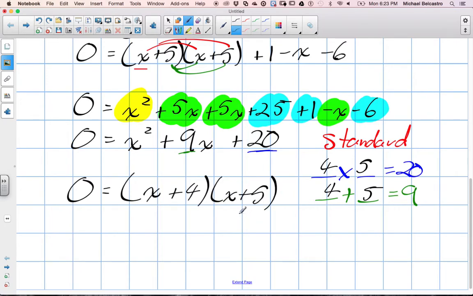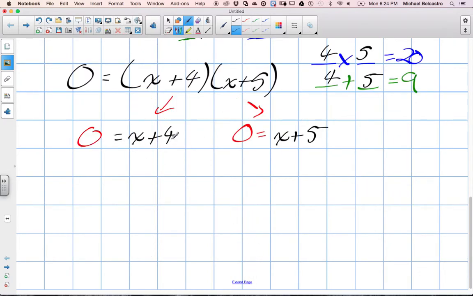Okay, so that's done there. Now these 2 brackets multiply to get 0. In order to multiply to get 0, something has to be 0. So we split these brackets and set both of them equal to 0. We get 0 is equal to x plus 4, and we also get 0 is equal to x plus 5. Then we solve for our x values. When I move 4 to the other side, what will it become? Negative 4. And when we move 5 to the other side, what will it become? Negative 5. Okay, so we have our 2 x values.